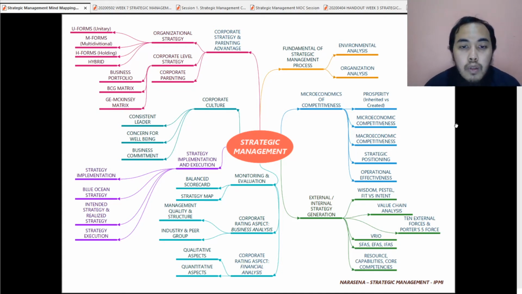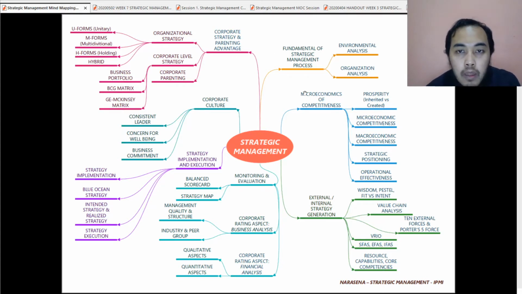Okay, today I will discuss the strategic management summary that I have summarized in this mind mapping. So today let's discuss what strategic management is. Overall, strategic management is all of the activity that we do to win the competition, or to win the next future battle in the company business.